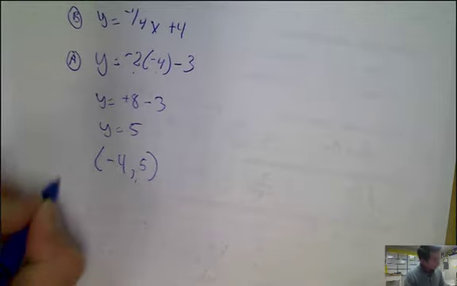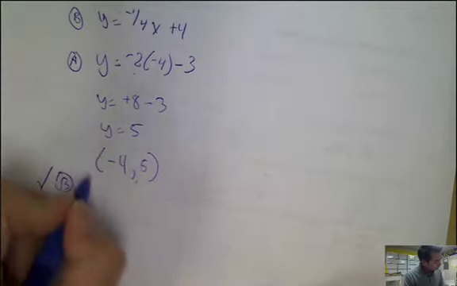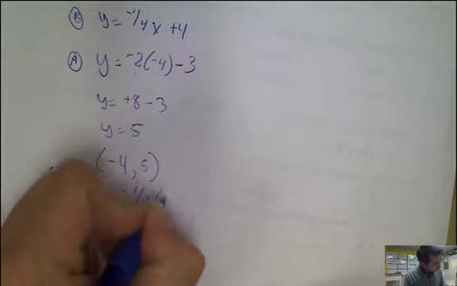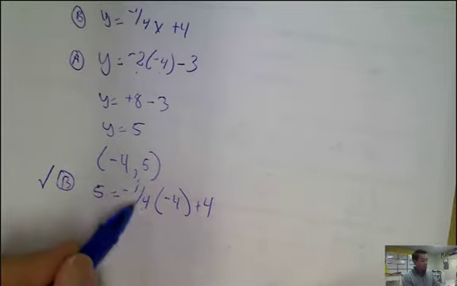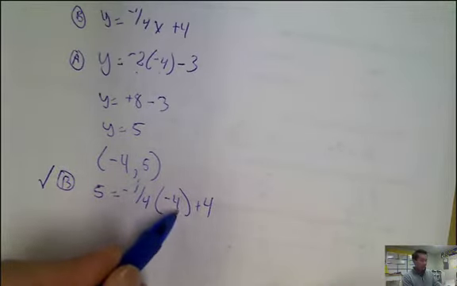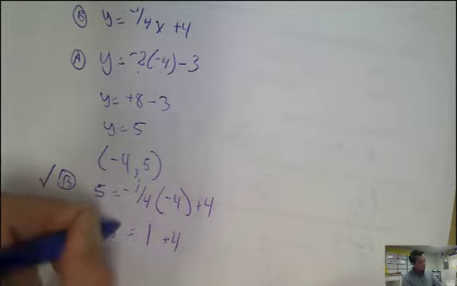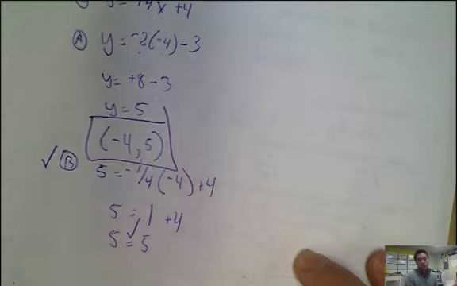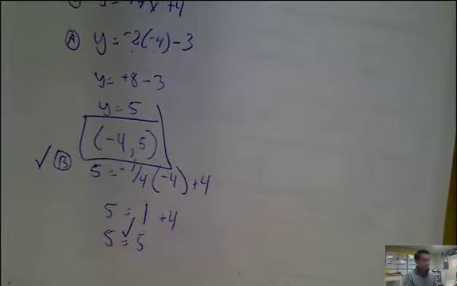This is when I would take that extra step and check it with equation B. Make sure that it works. Y is 5, so 5 is equal to negative 1/4 times negative 4 plus 4. And I hope that equals 5, because negative 1/4 of negative 4, negative times negative, is going to be 1 plus 4. 5 is equal to 5. So this works for both, and that's the substitution method. Okay.